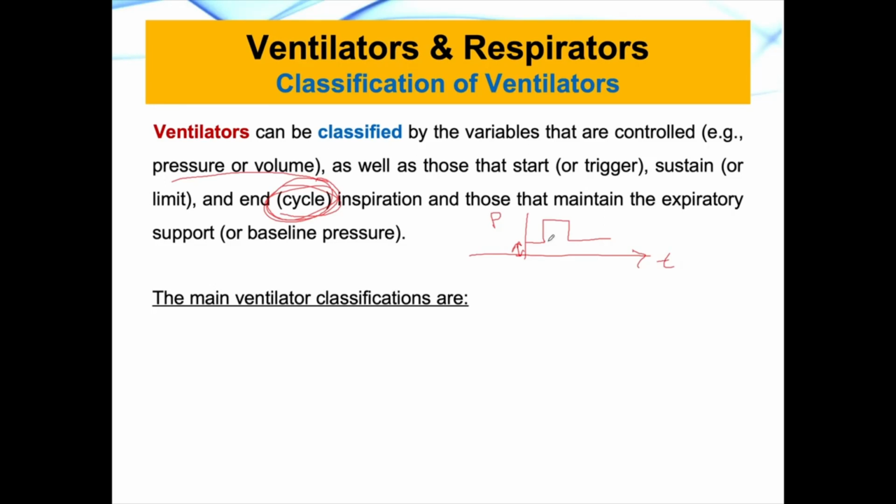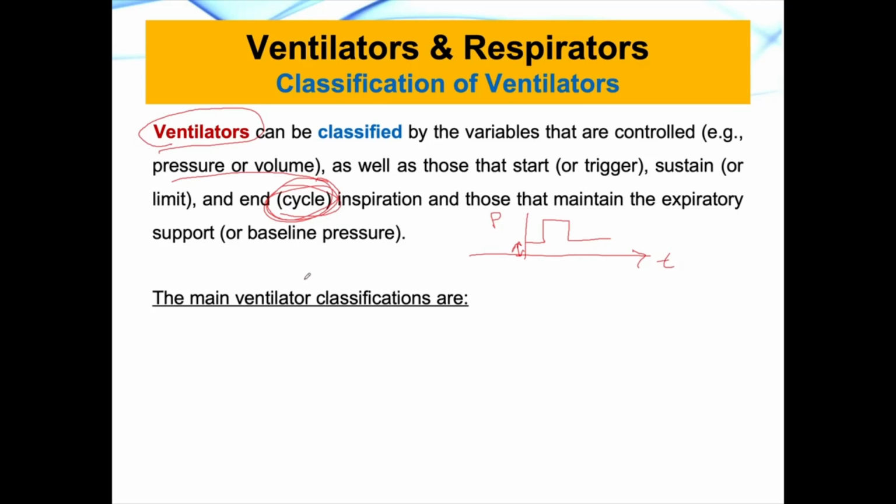All we need to take from this is that we have a lot of different types of ventilators, and these ventilators can be classified based on different variables. They control, trigger, sustain, or cycle. Cycle means, again, end inspiration, or the expiratory support. We're going to talk more about them as we move on in this video.